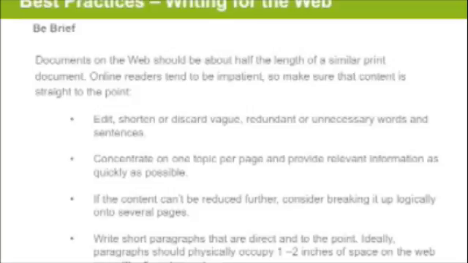Ways to do this are to discard vague, redundant, or unnecessary words, concentrate on one topic per page, and provide the relevant information as quickly as possible. If your content can't be reduced further, you can break it up into several pages, or even jump links. You can put links that take the user farther down the page, a way for the user to organize and separate that content in their head. Write short paragraphs. For 1 to 2 inches of space on the web, 2 to 5 sentences is appropriate for a paragraph.